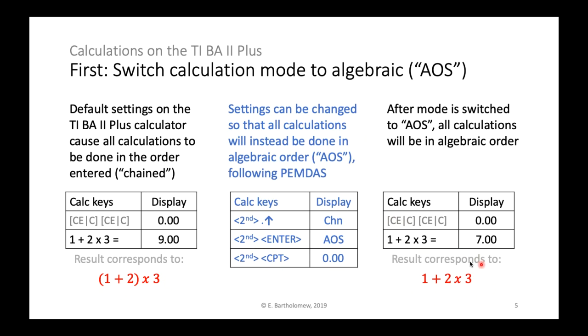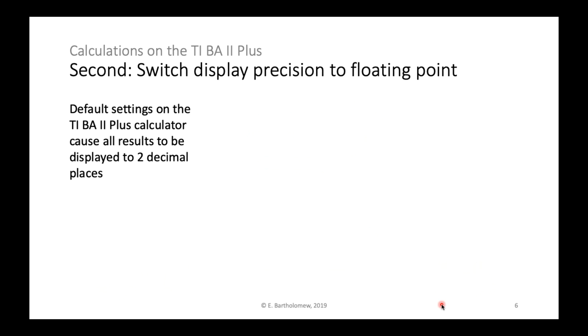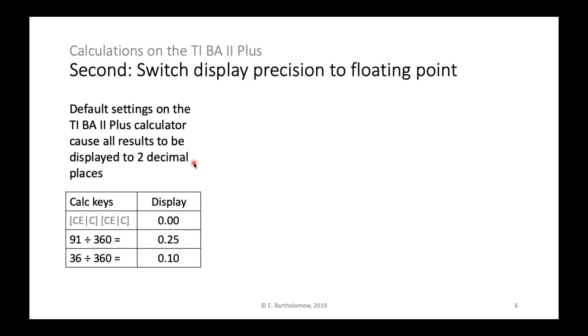And that result corresponds to 1 plus 2 times 3 in proper PEMDAS order. Now the second thing you may want to do is switch the display precision to floating point. The default settings on the calculator cause all results to be displayed to 2 decimal places. So, for example, if we were to enter 91 divided by 360 equals, that would show us 0.25, even though it's not precisely 0.25. There are actually some more digits to the right.